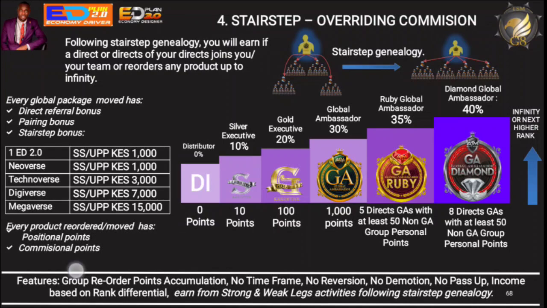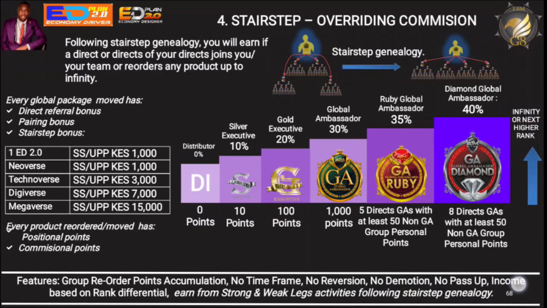So let's calculate, okay? Before we go on, group reorder point accumulation means if somebody in your team increases their points and that person falls under your stair-step genealogy, you also increase your points. No time frame means you can gain any of these ranks anytime and you can earn this income anytime, as long as you have gained your rank. No reversion means we will not take you down from your upper rank. So if you're a silver executive, you'll remain a silver executive forever, or you move ahead. No demotion is also the same thing. Your rank does not go down.